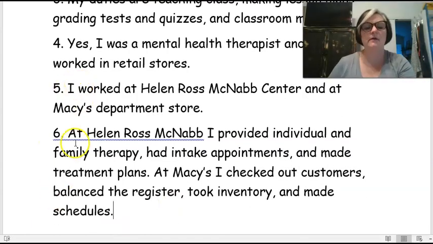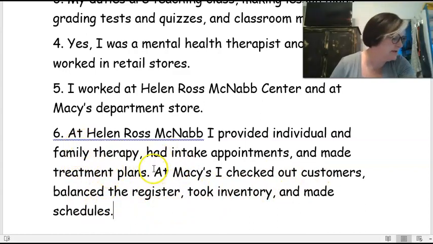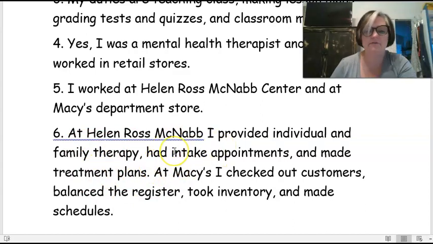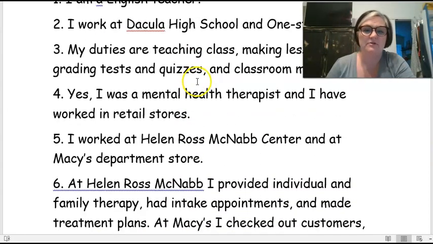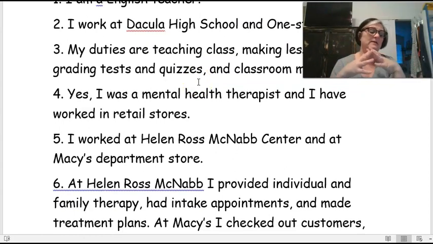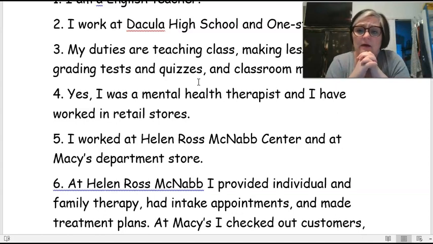Okay, so this is talking about Helen Ross McNabb. There I did individual and family therapy, had intake appointments, and made treatment plans. At Macy's, I checked out customers, balanced the register, took inventory, made schedules. Now, the places that you work, your responsibilities are going to be different. So you're going to have to write all of this as it pertains to you and the jobs that you've had in the past, okay? So we're at the end of part 3. If you needed to, you can pause it and make any corrections.